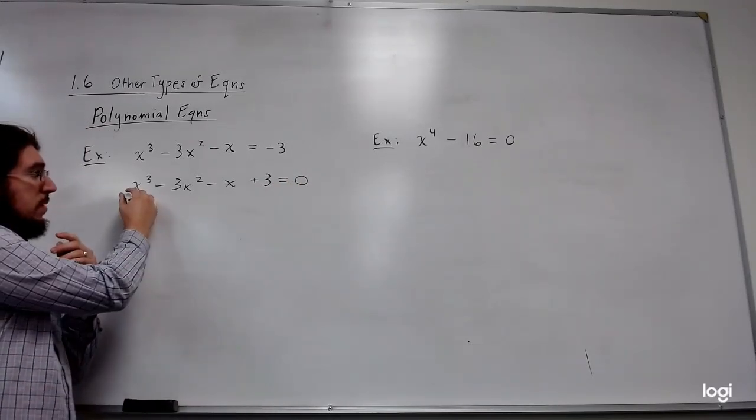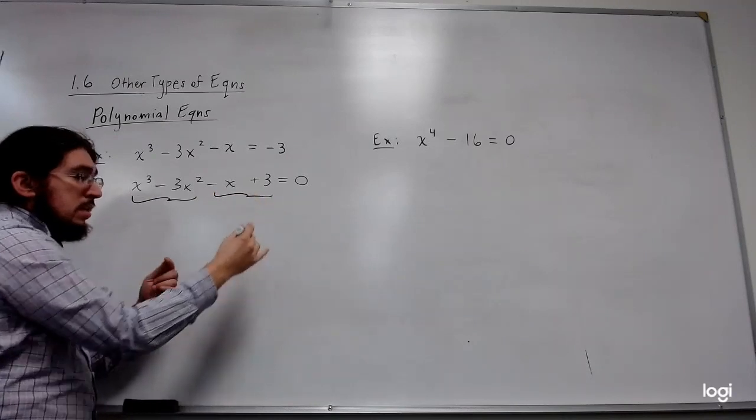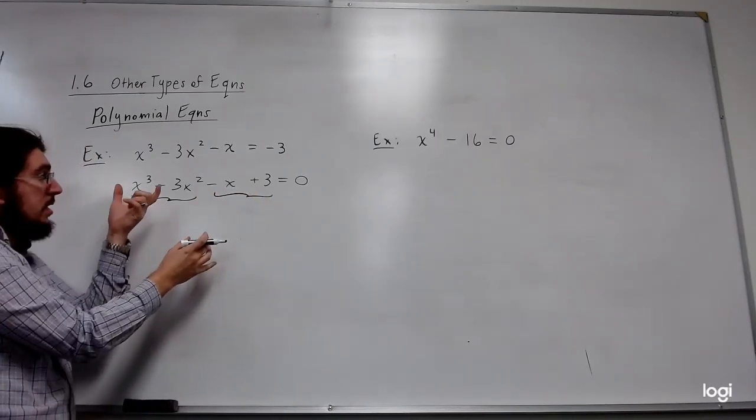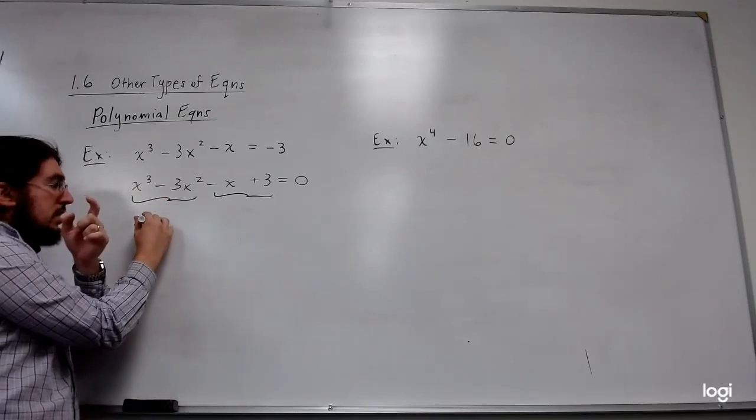We can factor by what is called grouping. So we can factor each of these pairs of terms one at a time. So notice the first two have x squared in common. Pull that out.